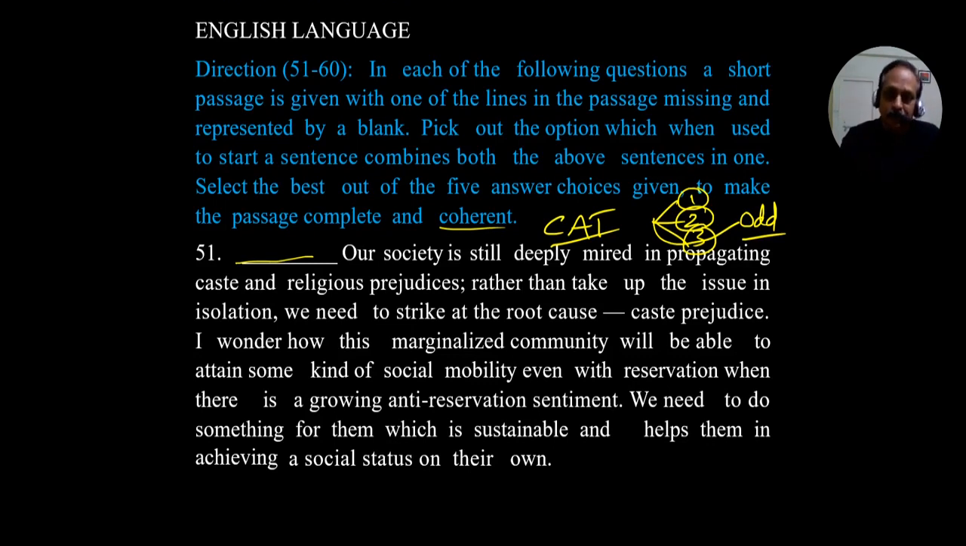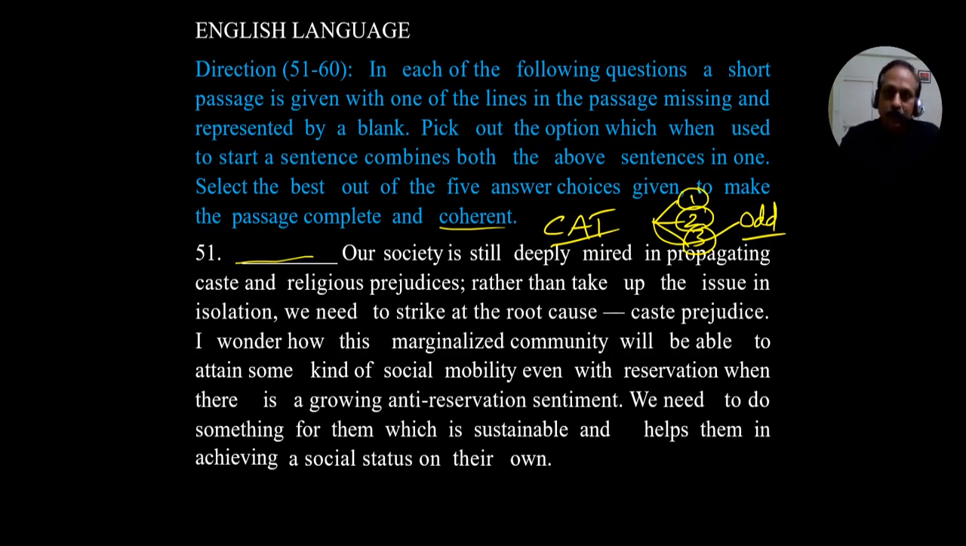2 dimensions here. One is, many of these options are not grammatically correct. If you see an option which is not grammatically correct, eliminate that one, reject that one. The second, which option goes with the context. When you read this paragraph, you should know what it is about, what is the context. You ask the question, and which option is related to that particular context, that is the answer.